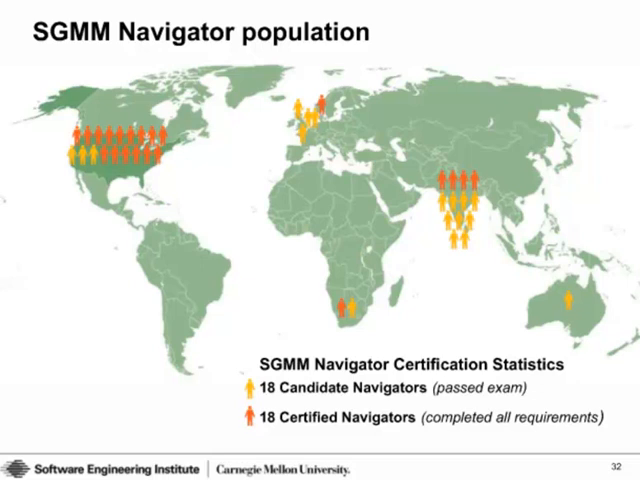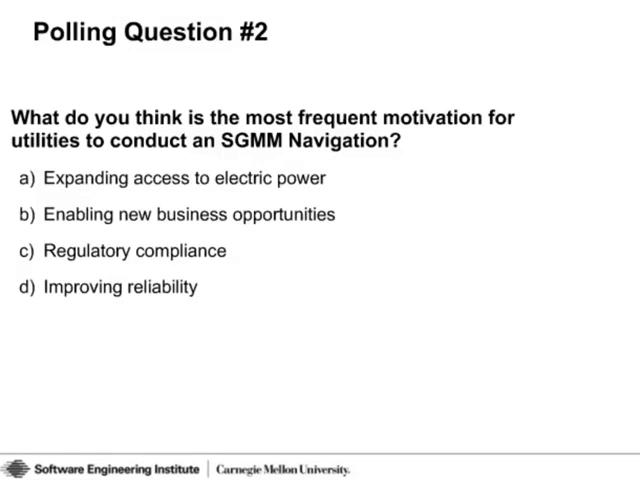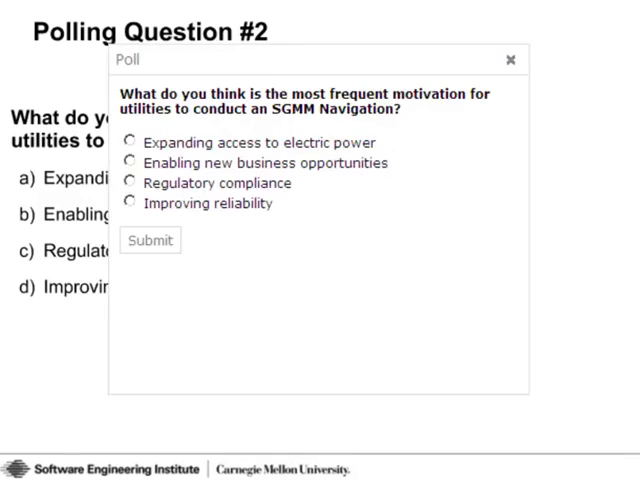Wanted to stop on the next slide and hit our second polling question. What do you think is the most frequent motivation for utilities to conduct a smart grid maturity model navigation? A, expanding access to electric power. B, enabling new business opportunities. C, regulatory compliance. And D, improving reliability. So appreciate you taking a minute to respond to that. That'd be interesting to have you think about that.